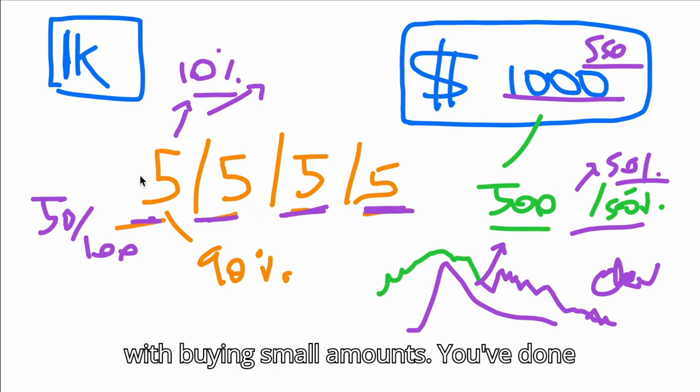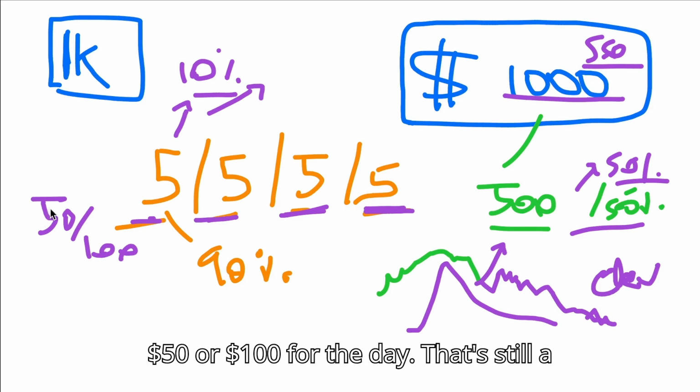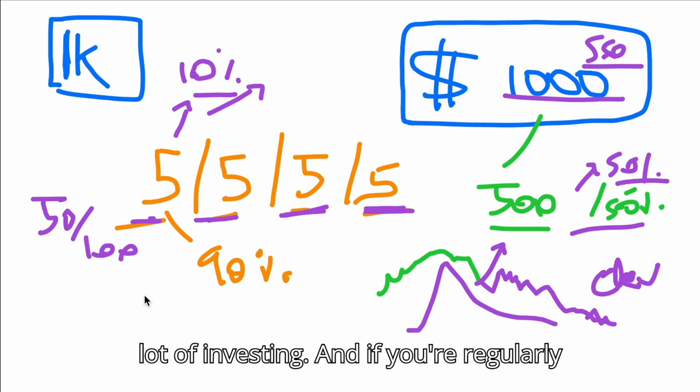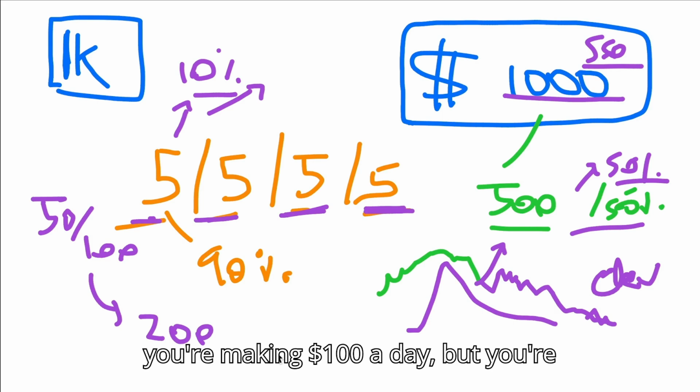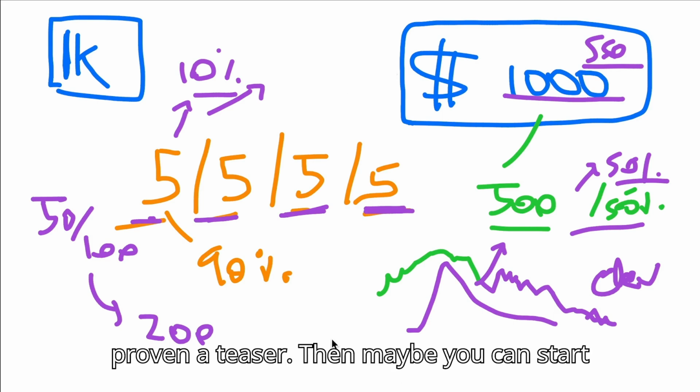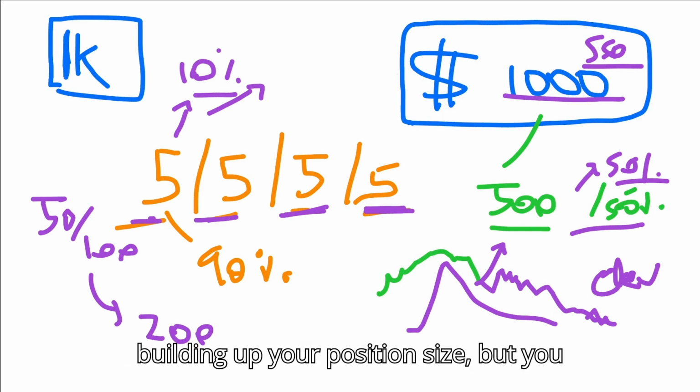So there's nothing wrong with buying small amounts. You've done $50 or $100 for the day. That's still a lot of investing. And if you're regularly flipping this into 2x, 200 every day, you're making $100 a day, and you're proving it to yourself, then maybe you can start building up your position size.